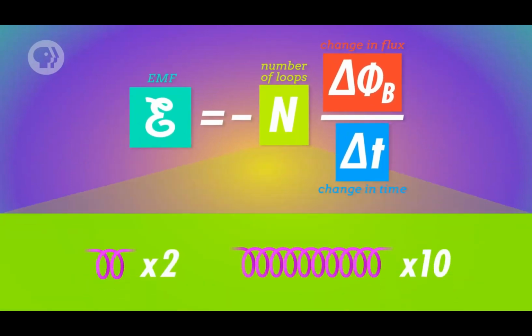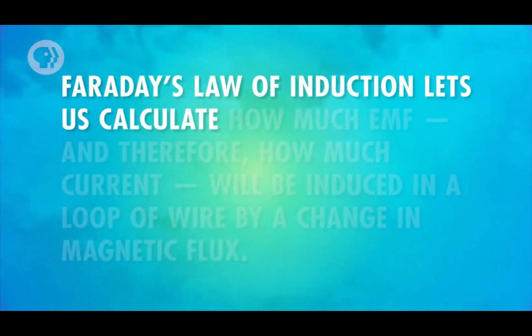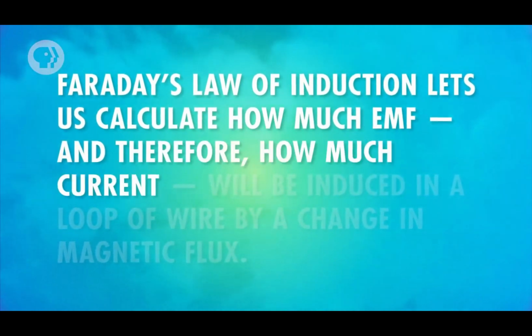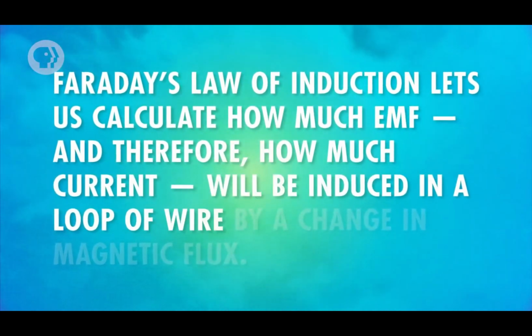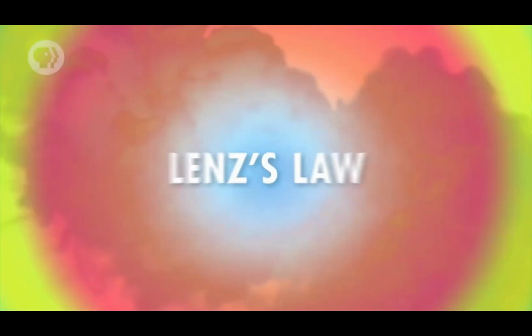So having two loops in the coil would mean double the EMF that would be induced in one loop, while 10 loops would mean 10 times the EMF. So Faraday's law of induction lets us calculate how much EMF, and therefore how much current, will be induced in a loop of wire by a change in magnetic flux. But in what direction will the induced current flow? To figure that out, we use a rule called Lenz's law.